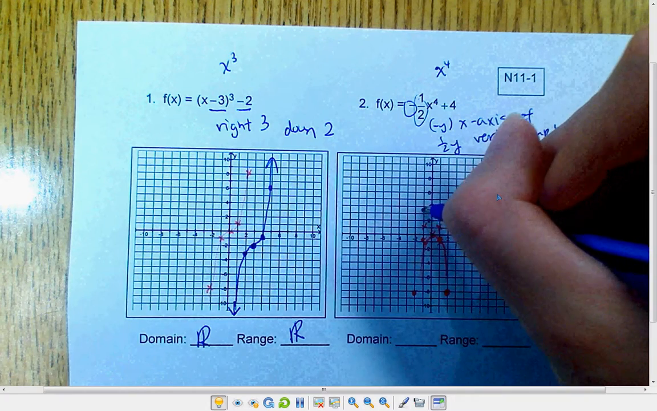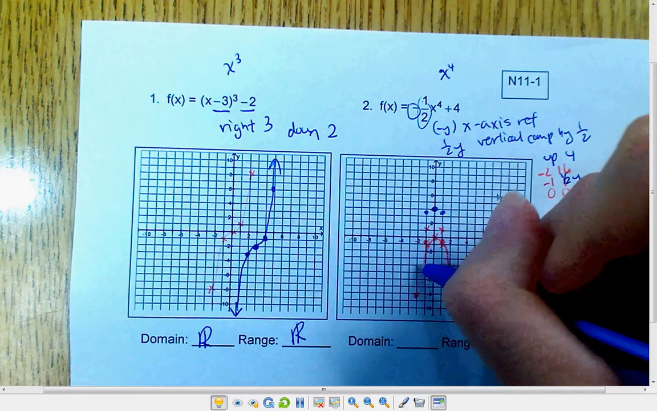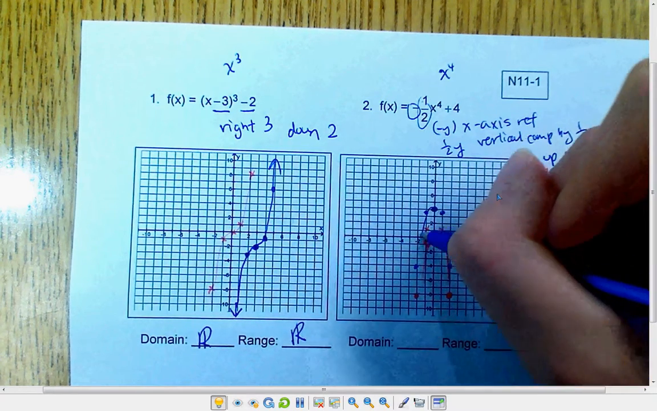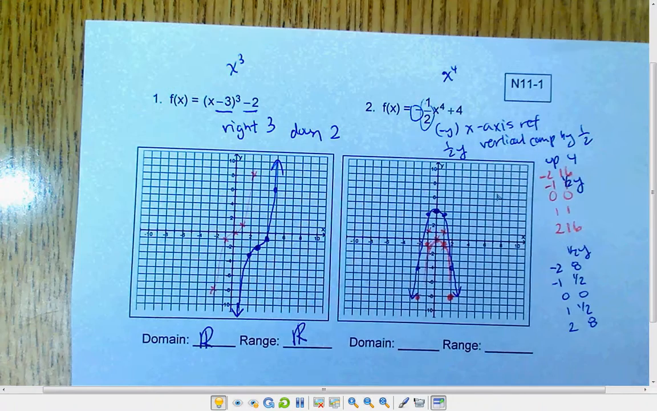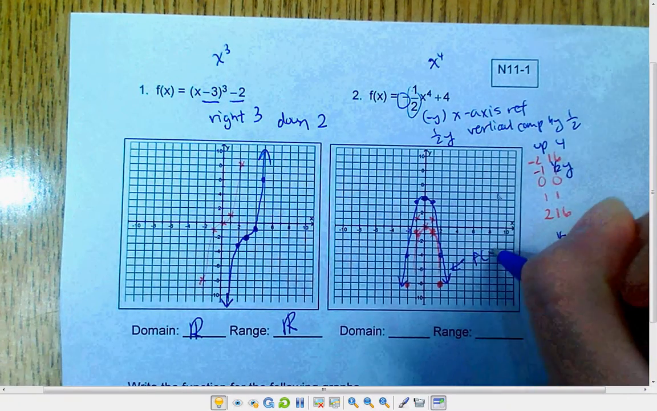So it's still about 1/2 below this one. And this one also goes 1, 2, 3, 4. 1, 2, 3, 4. I'm going to connect all my points. And this is what my final function looks like. This is f of x.